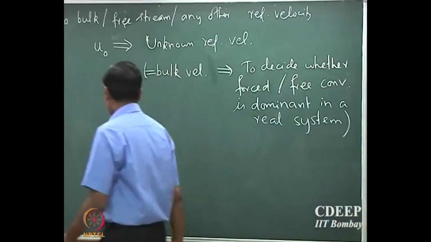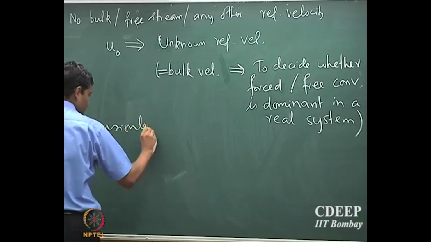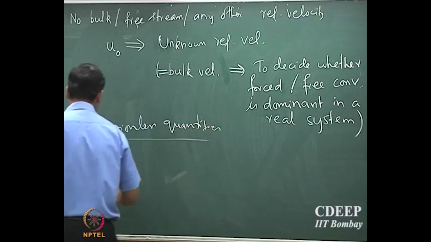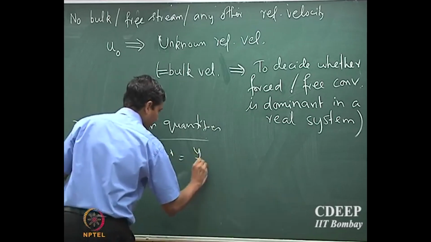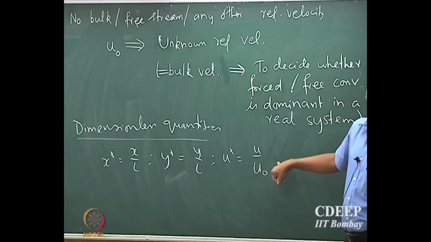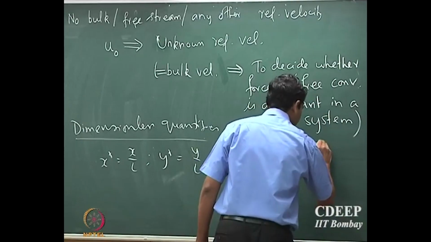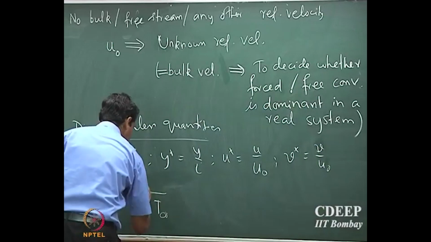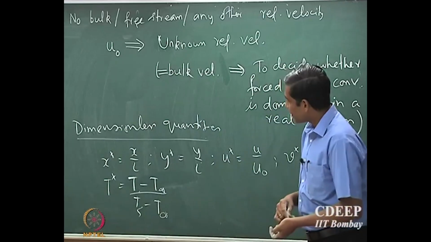Okay, so suppose we use this as the reference velocity and then we introduce the dimensionless quantities. We introduce the dimensionless quantities as x star is x by L, y star is y by L, u star is u by u naught. Note that we don't know what u naught is, it's still an unknown reference velocity, and v star is v by u naught. So that will be T star equals T minus T infinity by Ts minus T infinity. So that's my definition of all the dimensionless quantities.